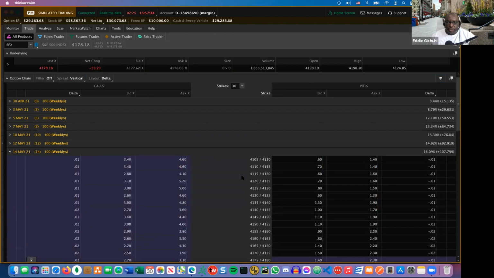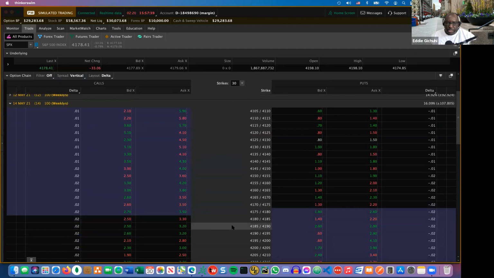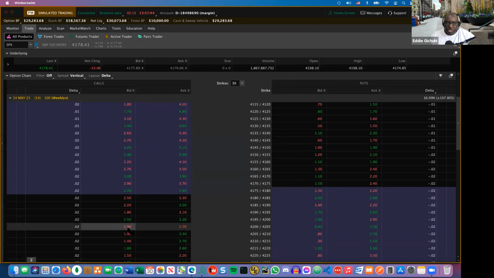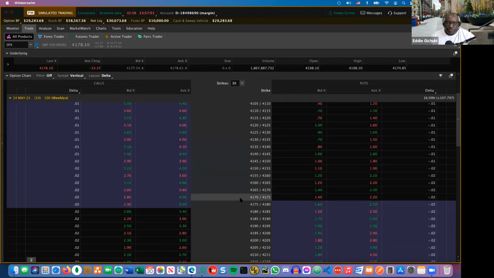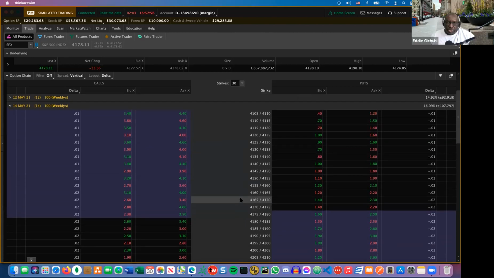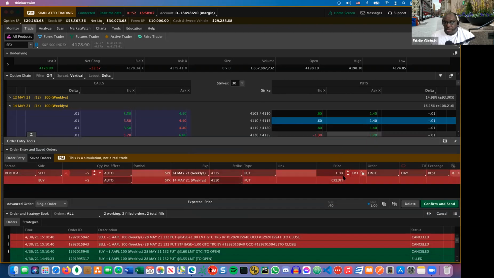14 DTE on this one, and I'm going to go with something above 4200. And my thesis here is that in 2 weeks, I'm going to go on the other side, right? So in 2 weeks, my thesis is that we are not going to close below 41.15. So I'm going to sell a put credit spread for 70 cents, give or take. Well, actually, it's going to give me $1 here.